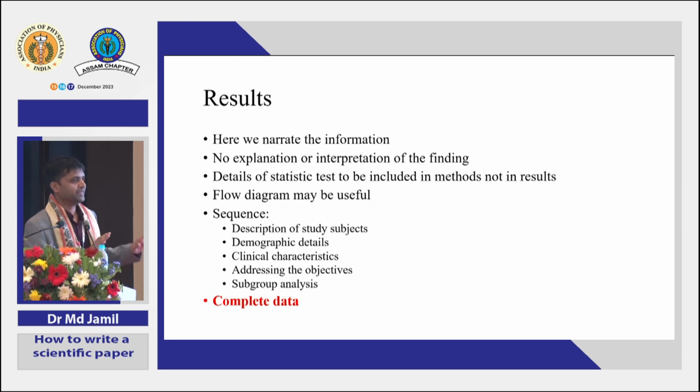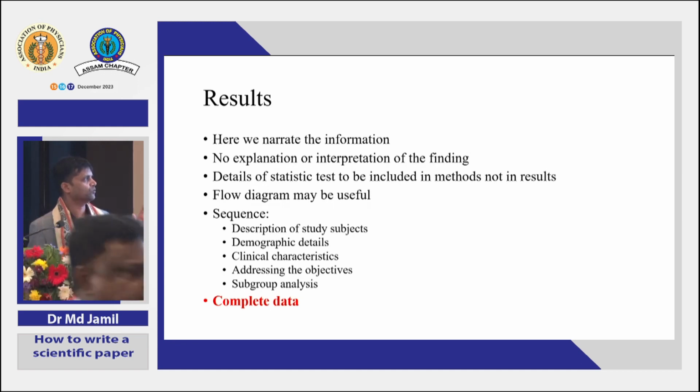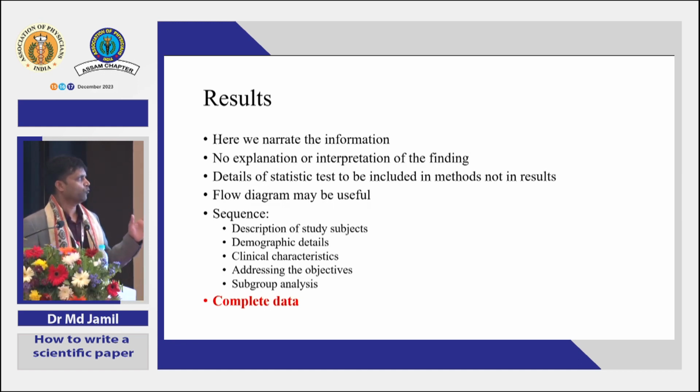There should not be any explanation or interpretation of the findings in the results. We only write the results. Details of statistical tests are to be included in the methods, not in the results. Flow diagrams are very useful because they save space, and for every journal, space is very important. Then the sequence of the results is the description of the study subjects, demographic details, clinical characteristics, addressing the objective of the study, then the subgroup analysis.